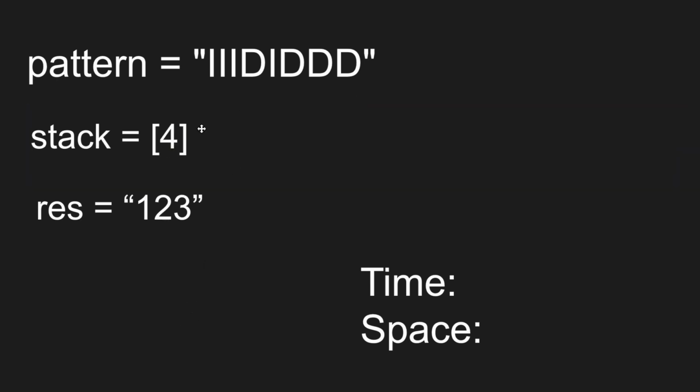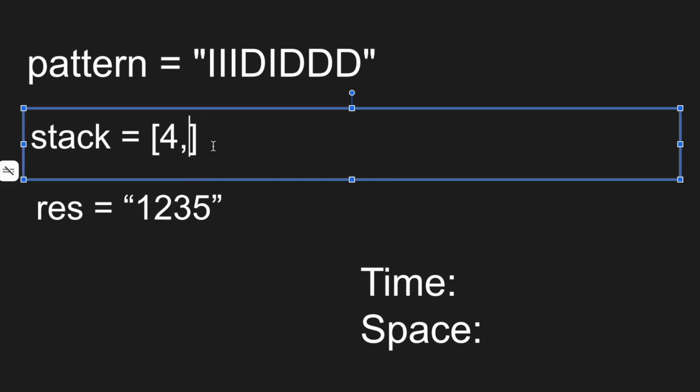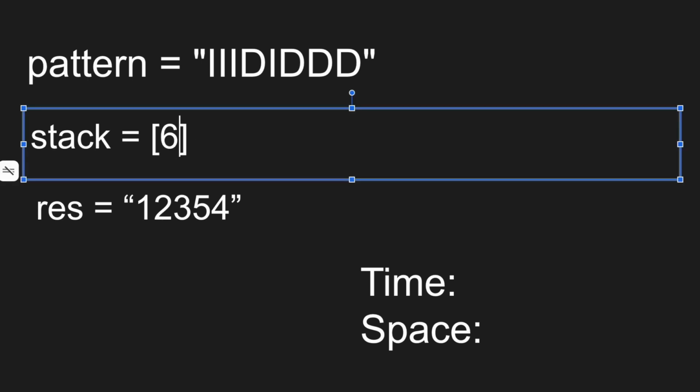Now we come across I again, so we add it to the stack. And now, since it's an I, we pop everything from the stack and add it to the result. So add 5, pop 5, add 4, and pop 4. Now we come across D, and the number is 6. Add 6, don't do anything. Come across the next D, add 7, don't do anything. Come across the next D, add 8, don't do anything.